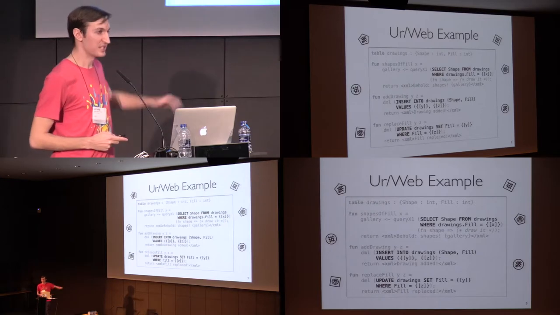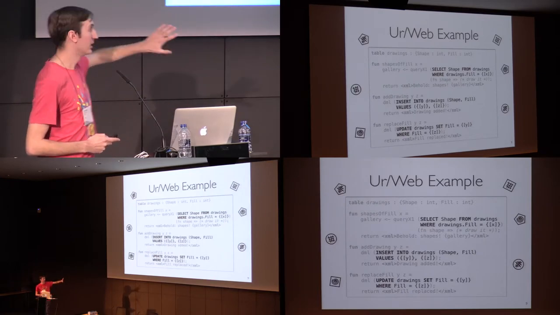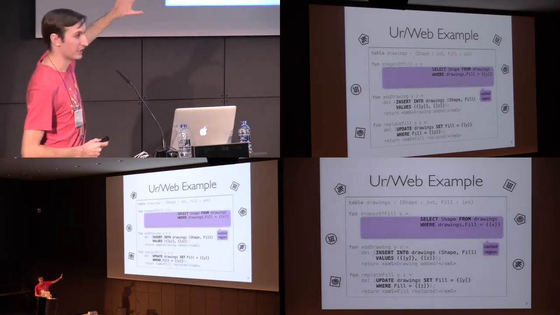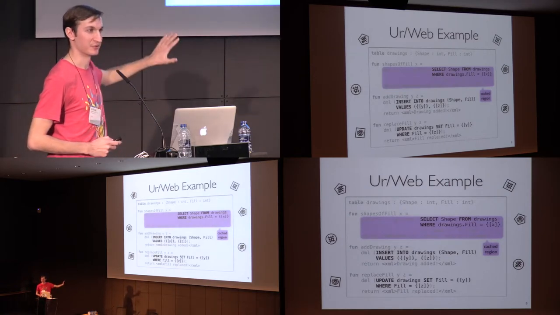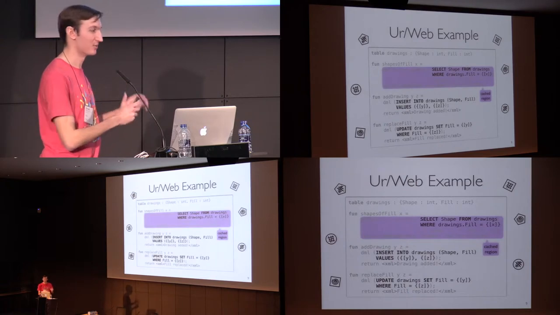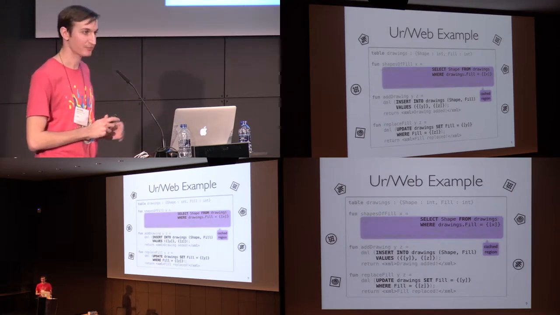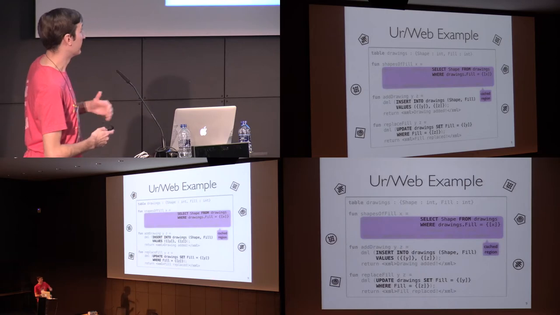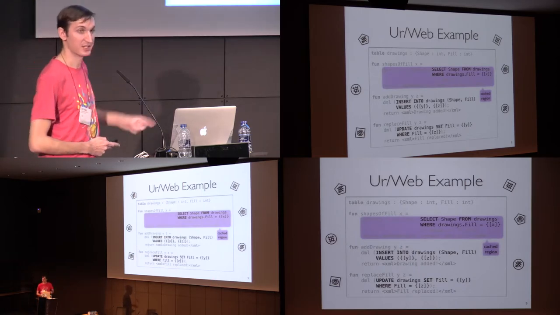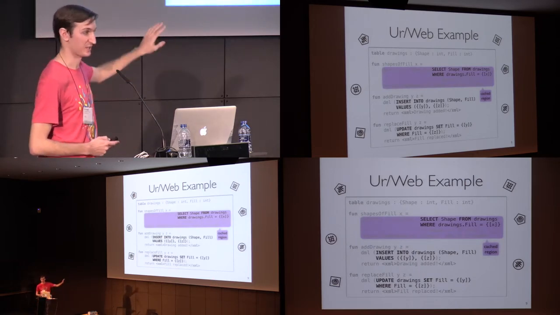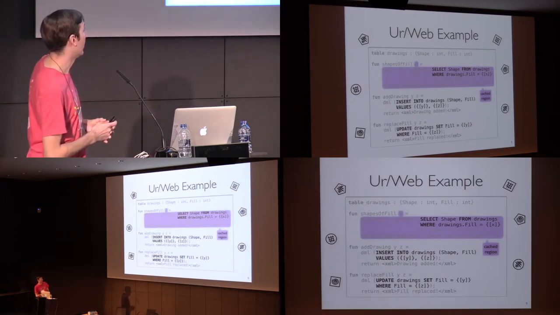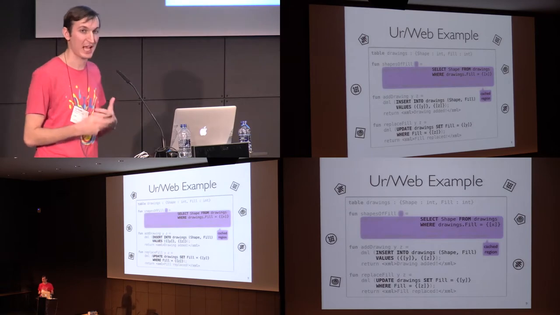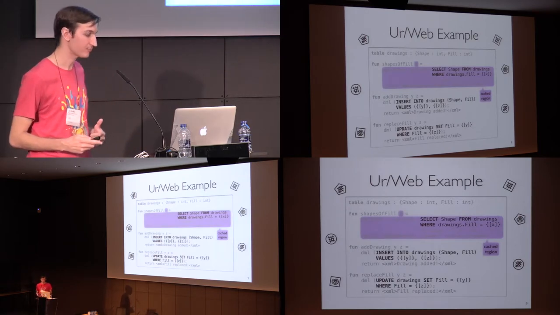So when SQL cache is given this UrWeb program, it identifies the Shapes of Fill web page as a good region to cache. That's basically because it's read-only. It consists of a SQL query, but no side effect, no updates or anything. So this cached region depends on two things. First, it depends on the database state because of the query. It also depends on a free variable of the expression, x. So x becomes the cache key of this cached region.